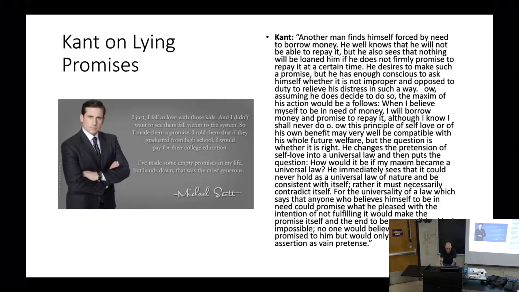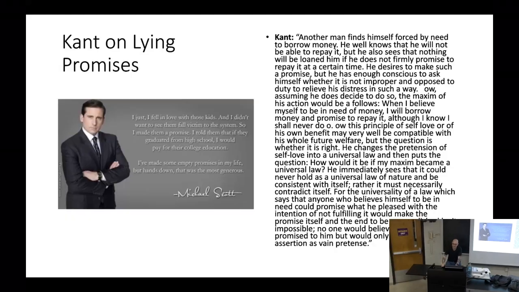For the universality of a law, which says that anyone who believes himself to be in need could promise what he pleased with the intention of not fulfilling it, would make the promise itself and the end to be accomplished by it impossible. So take that first part, the promise itself. When you issue a promise, what are you doing? You're making an agreement that you're going to do something or not do something, right? So the notion of a promise that you don't intend to keep is not really a what? A promise. There's a formal contradiction in there. Everybody see that?